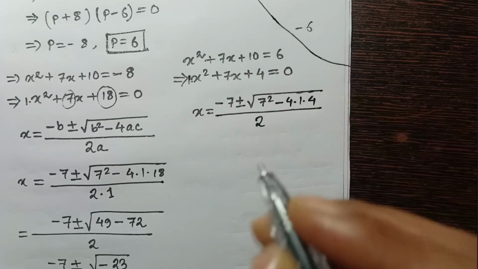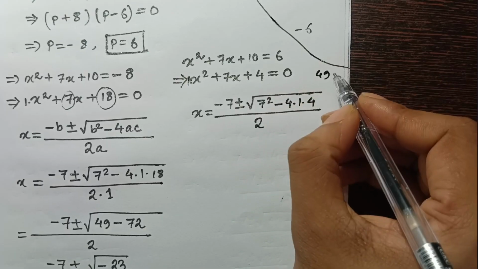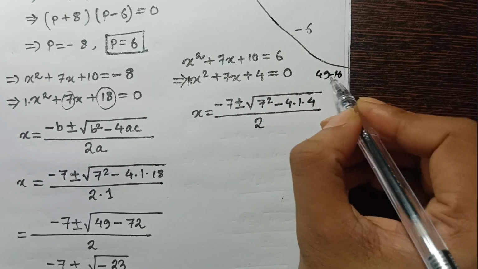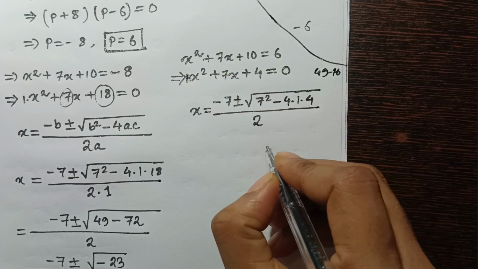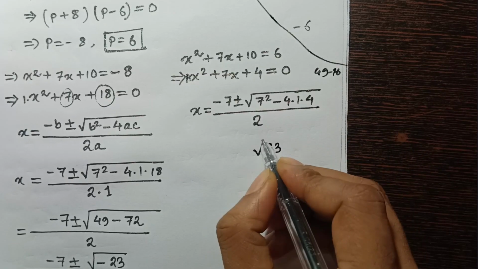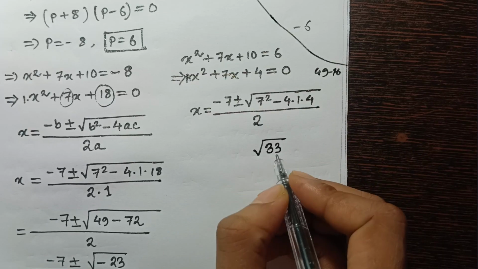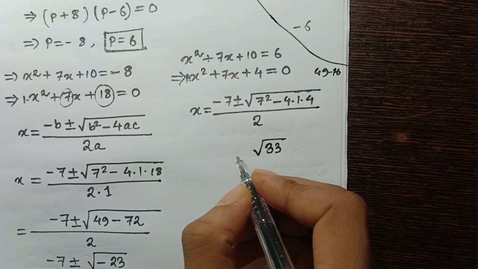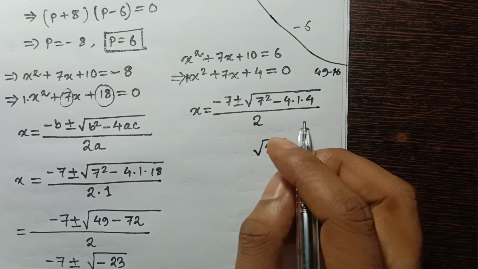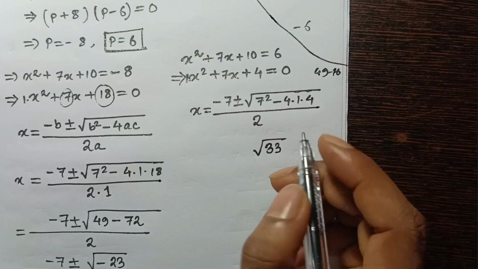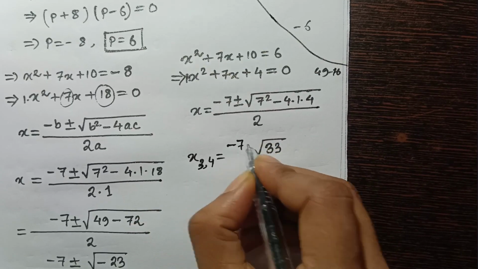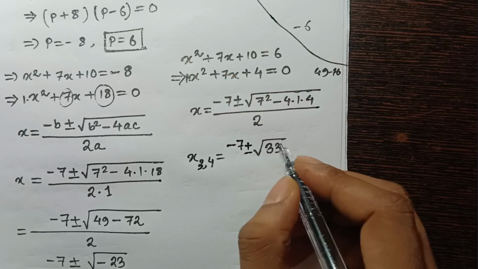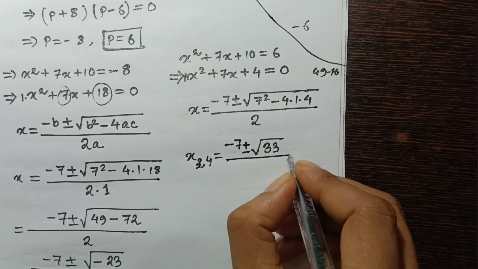7 squared is 49. 4 times 4 is 16. So under the square root, we have 49 minus 16, which is 33. Since 33 is positive, these solutions will be real numbers. And since 33 isn't a perfect square, they'll be irrational. So the final two roots are x equals -7 plus or minus the square root of 33, all divided by 2.